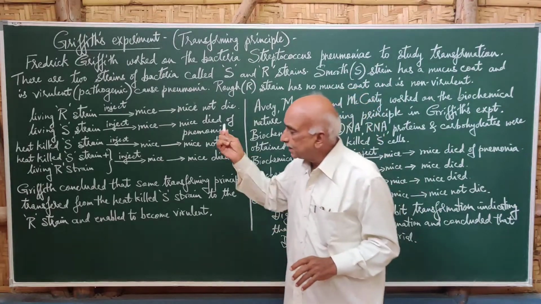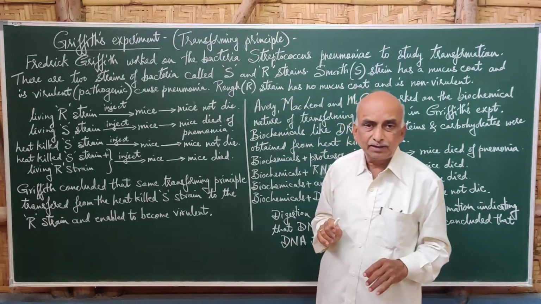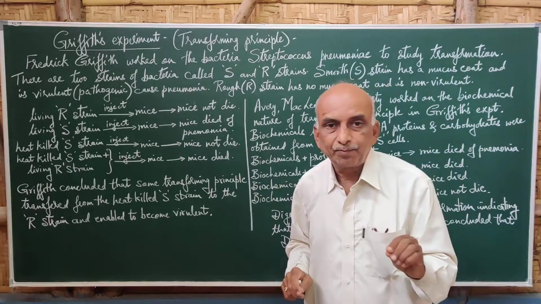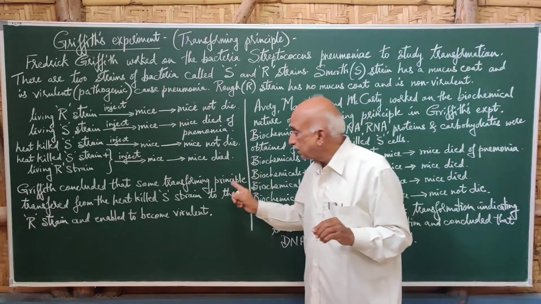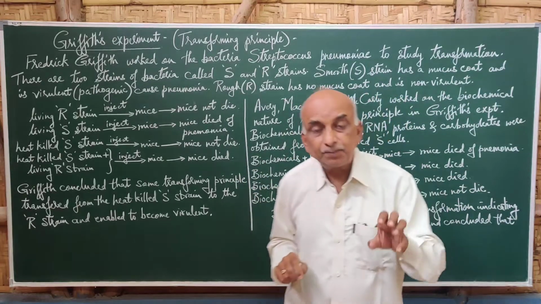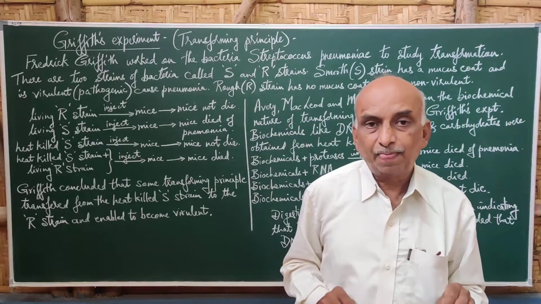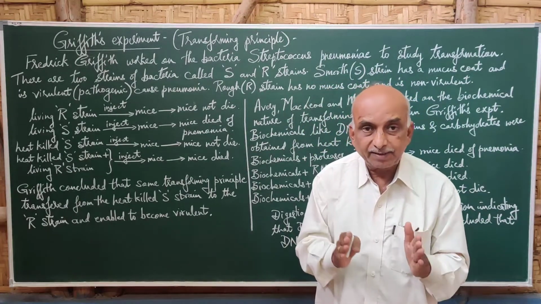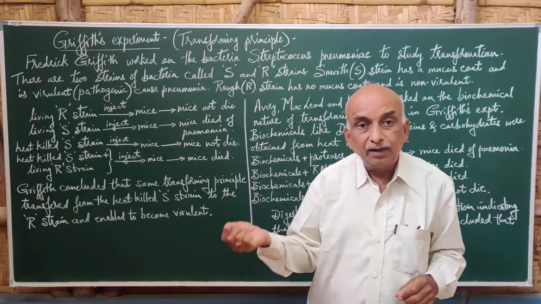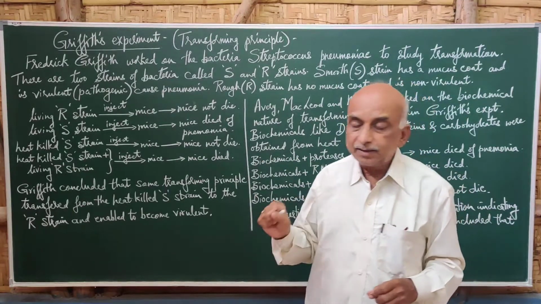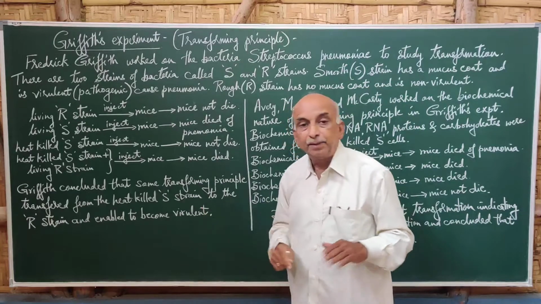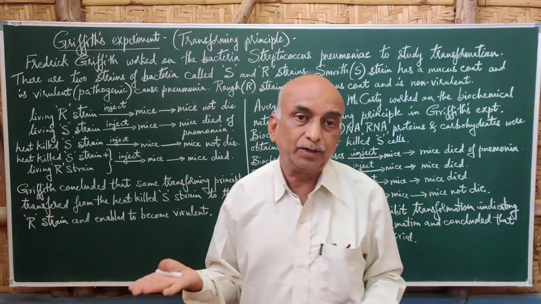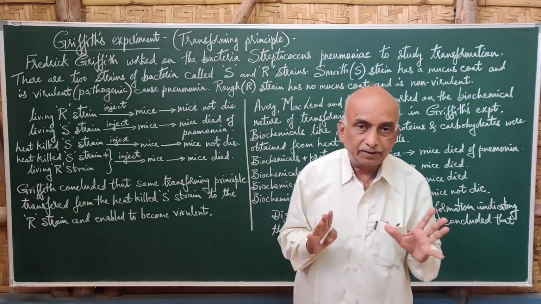So what Griffith concluded is that there is some material or substance, what he calls the transforming principle, present in the heat killed S cells. That transforming principle has been transferred to the living R cells, and thus the living R cells became virulent because of this substance, and they caused pneumonia. That is what Griffith concluded.